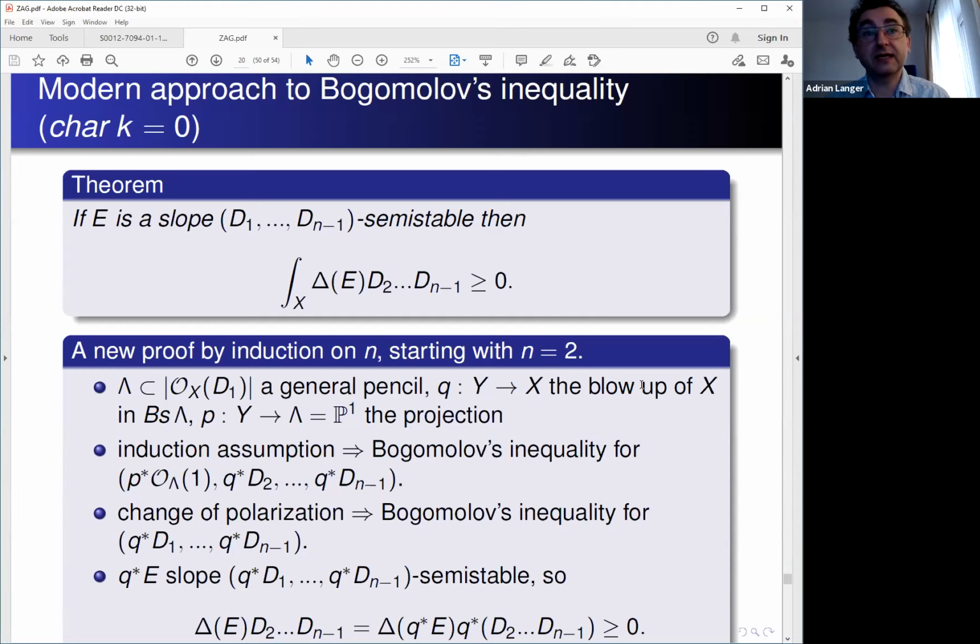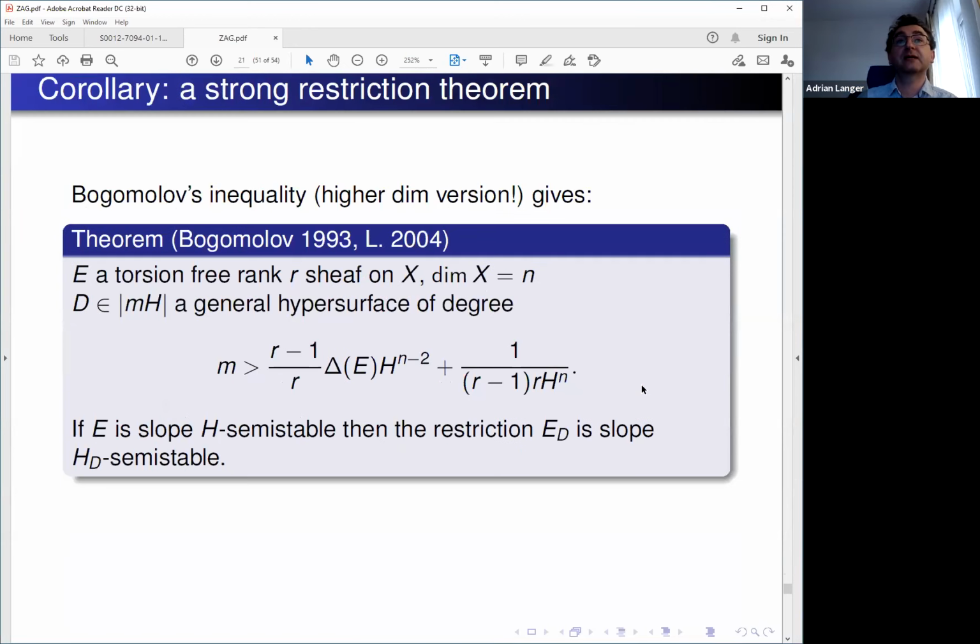So the only thing that I used here is that the Bogomolov's inequality for one polarization is true if I change the polarization at one point. And this is quite easy to prove by induction on the rank. So the basic advantage of this kind of proof is that it doesn't use any kind of Mehta-Ramanathan type theorems, and it implies a kind of restriction theorem of Bogomolov type.